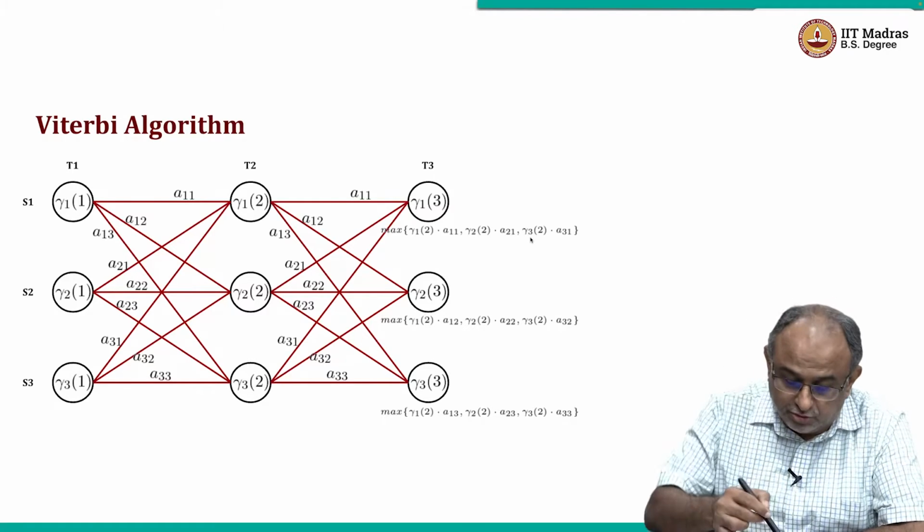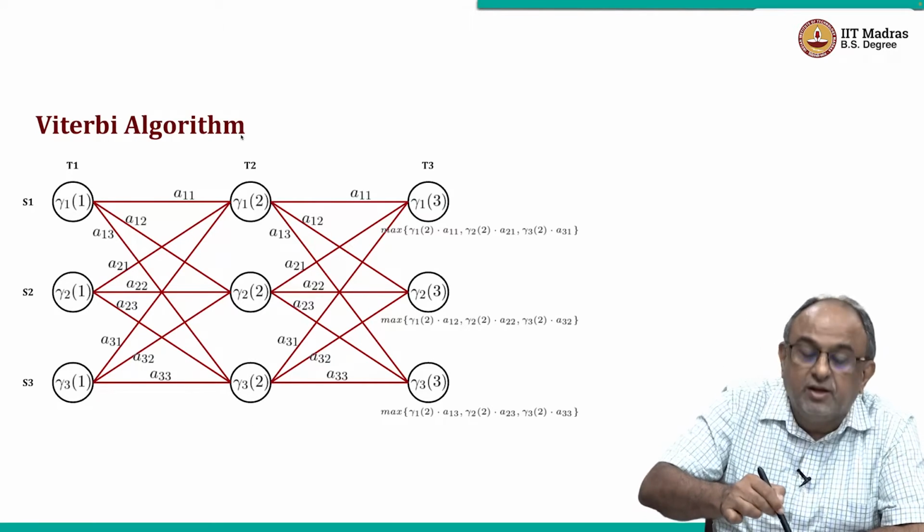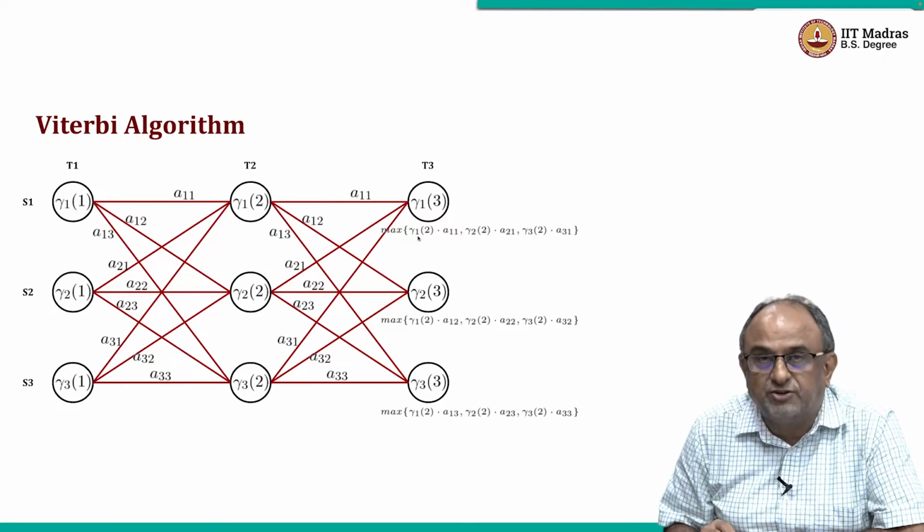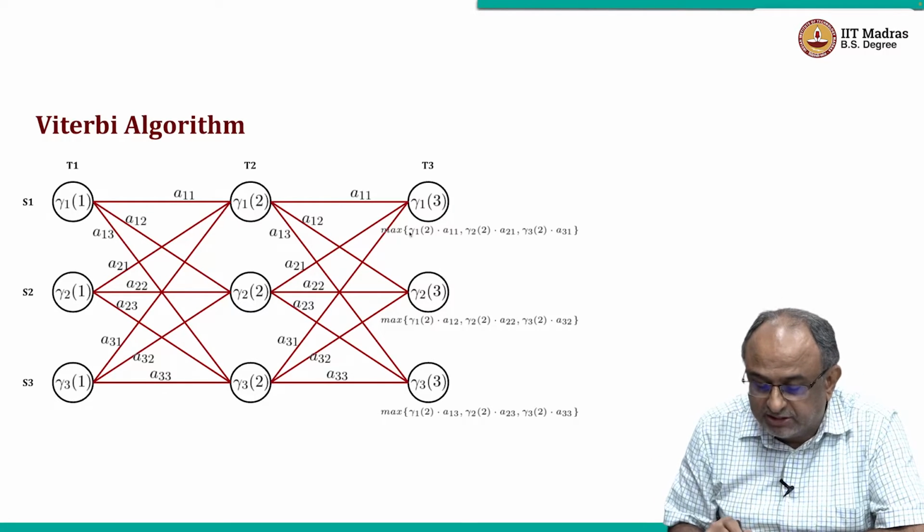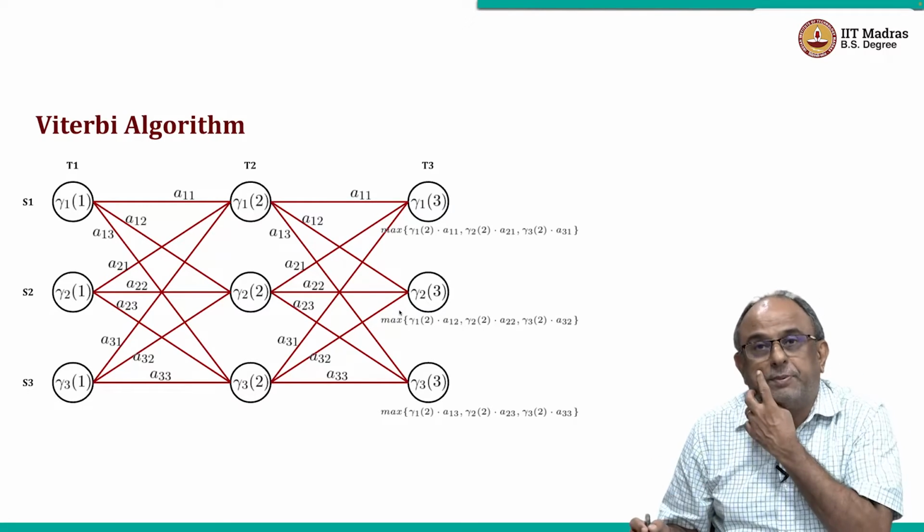That's all it has. So this previous layer, so to speak, is the only number that I have to store, and then I have to store the transition probability. That is where the power of Viterbi comes.